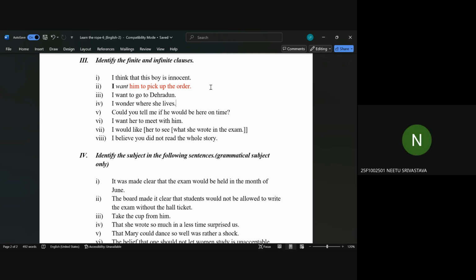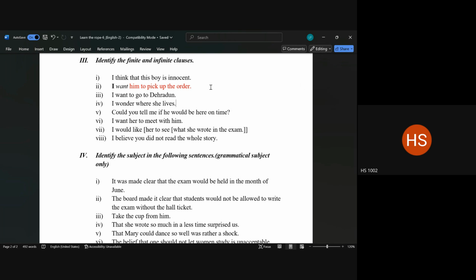Ma'am, infinite clause, because tense is not appearing in the sentence. So this is a non-finite clause because your subordinate clause is to go to Dehradun, right? Which is basically a to-infinitive form, to go. The second to is what? It's a preposition. It's not part of the verb. To go is your infinitive, and since you have an infinitive, this is a non-finite clause.